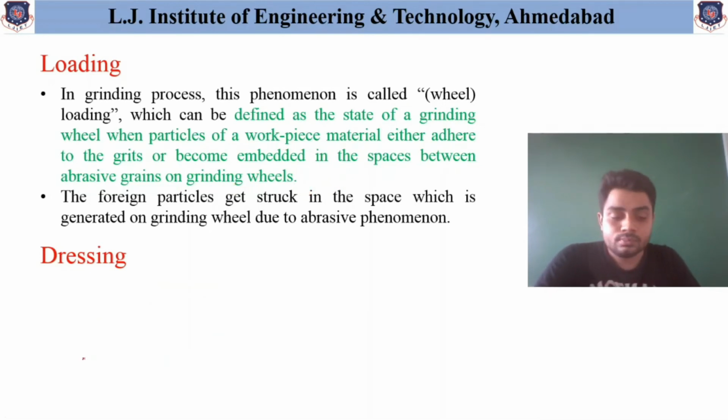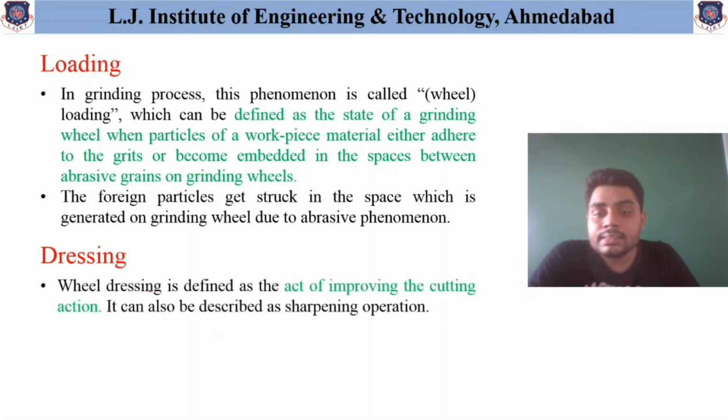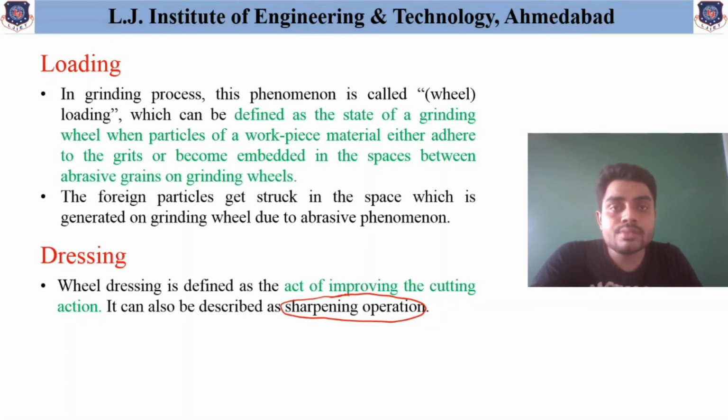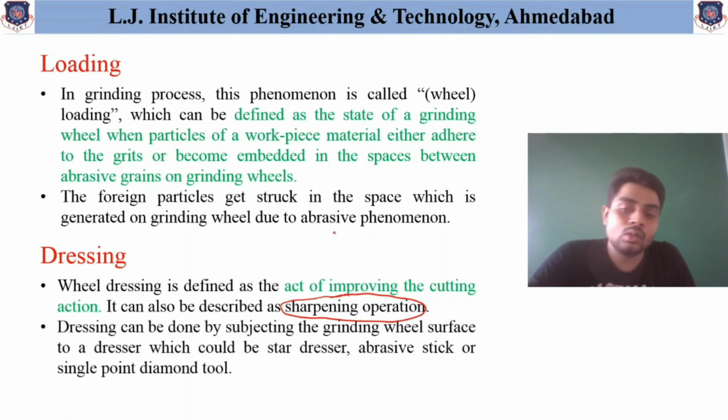So this dressing is defined as the act of improving the cutting action, and it can also be described as the sharpening action. As we have discussed, as the continuous machining operation happens, these abrasive particles lose their sharpness, and to improve the sharpness again and to reuse that grinding wheel, this dressing operation is performed. And this is the basic understanding of what the dressing operation is called.